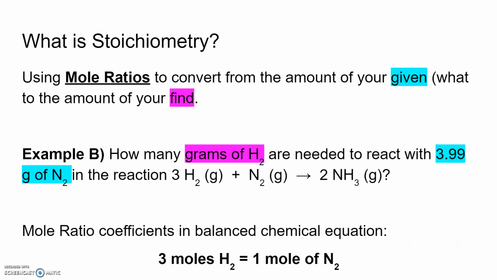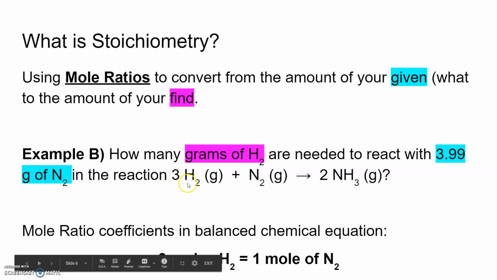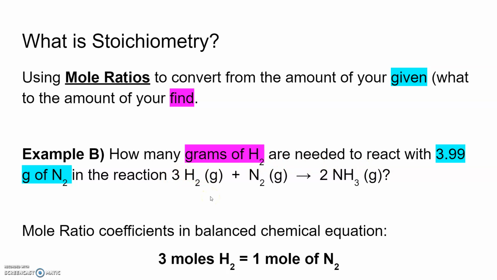All right, let's look at another example. So this is probably more in keeping with what you've seen before. In example B, it says how many grams of hydrogen are needed to react with 3.99 grams of N2 in the reaction 3H2 plus N2 goes to form 2NH3. In this case, the stoichiometry problem involves a chemical reaction, which is shown here in this balanced chemical equation. In the case when a chemical reaction is involved, we are using the coefficients in the balanced chemical equation. So since we're trying to find moles of H2 and we're given moles of N2, we would use the 3 moles of H2 to 1 mole of N2 as our molar ratio.